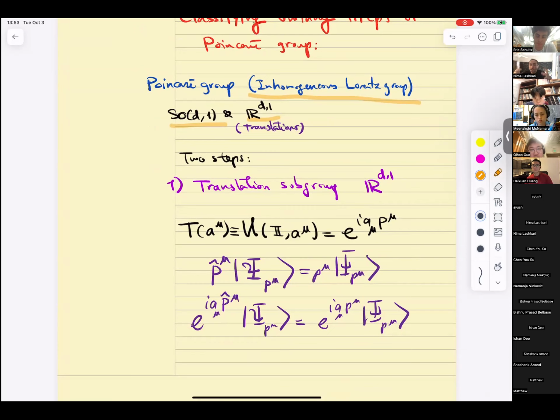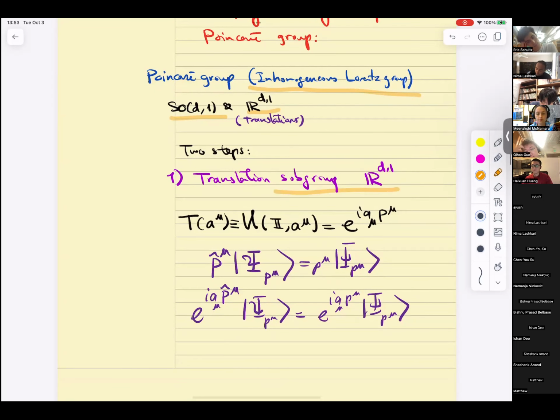So the state will transform. The representation will have two parts to it. One part is just the momentum, square integrable functions of momentum with an extra on-shell constraint. And there will be the part that has to do with an irreducible unitary representation of the little group. The little group is just the part of the Lorentz group that leaves this momentum four-vector invariant. We'll see that.